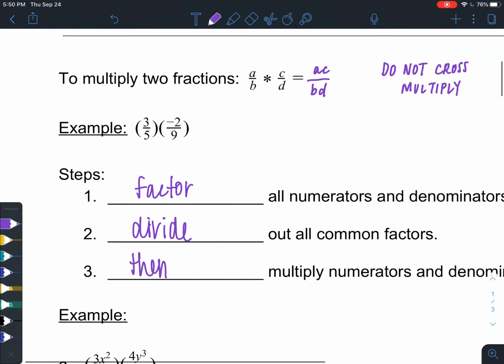So for this first example here, what I'm going to do is multiply straight across. So I get negative 6 over 45. And then I divide top and bottom by 3 to simplify and get negative 2 over 15. Something easier we could have done is we could have canceled this out and made this 1, and then we could have jumped straight to that step. But we're going to talk about that in a second.